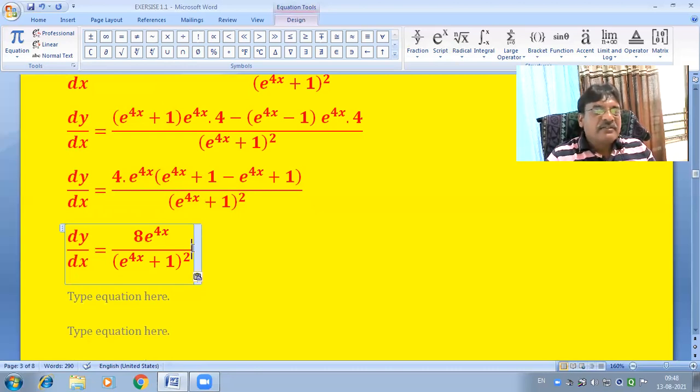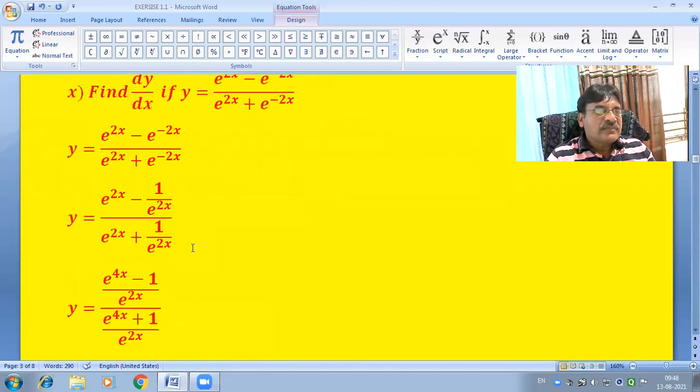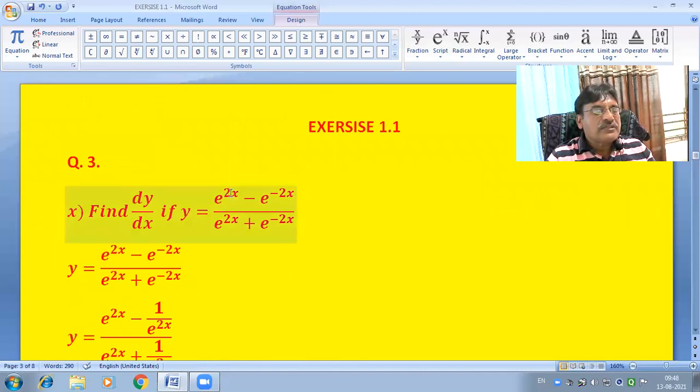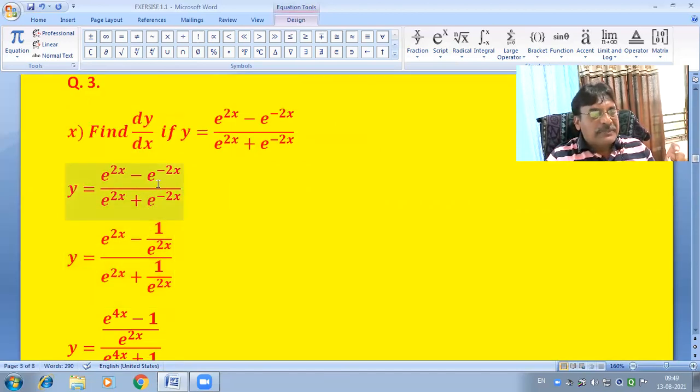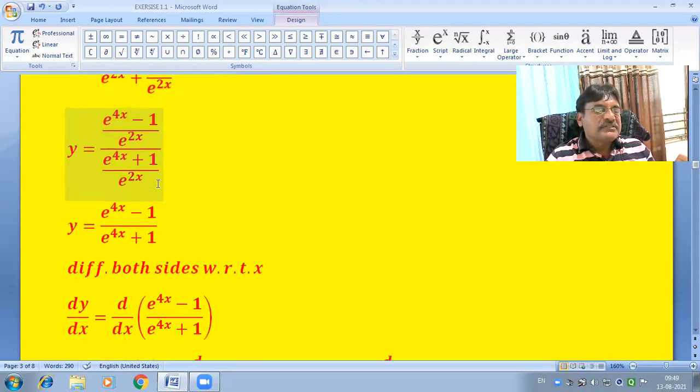So here we find the derivative of the function. The function is given here: y is equal to e to the power 2x minus e to the power minus 2x, upon e to the power 2x plus e to the power minus 2x. This is the given function. Differentiate the given function with respect to x and find d/dx of y, that is dy by dx. So first we write the given function and simplify it by using the indices rule. After simplification, we get this simple function: y is equal to e to the power 4x minus 1 upon e to the power 4x plus 1.